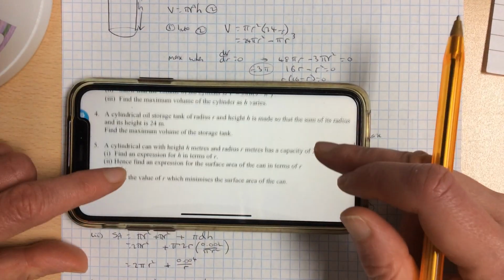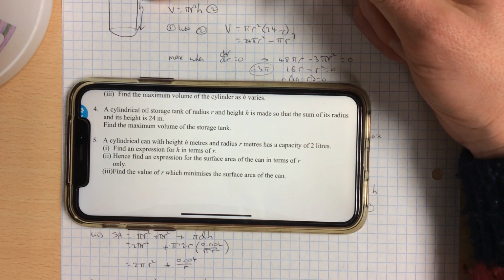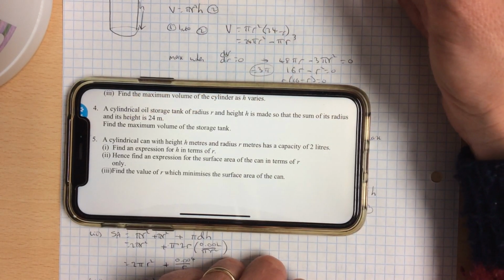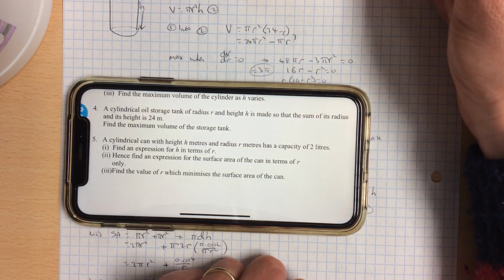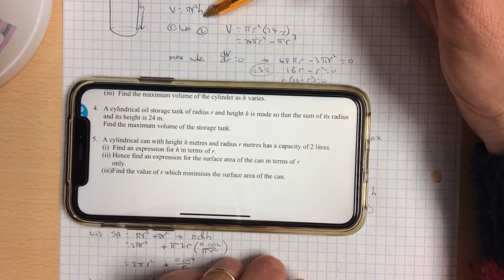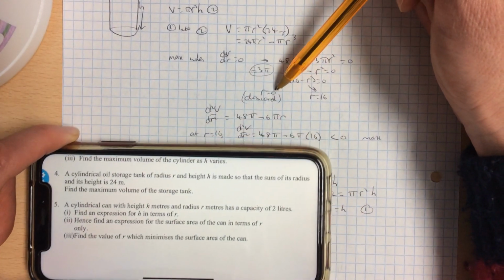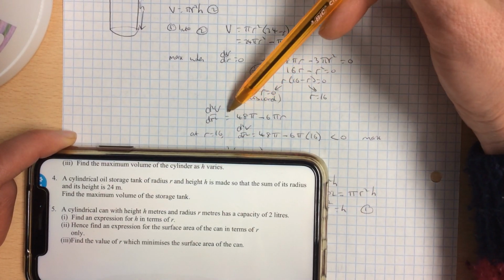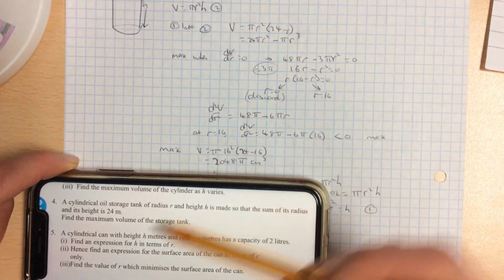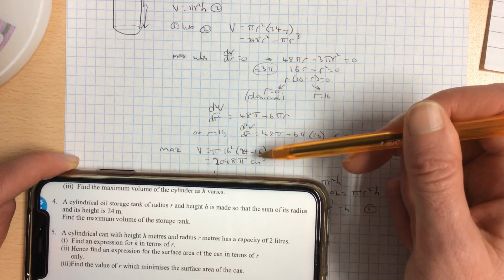Question 4, a cylindrical oil tank, so I would draw it out, so that the sum of its radius and its height, so radius plus the height is 24, so I can rearrange that to get h equals. Volume, put your h in there, times it all out, dV by dr, just as normal. Work out your r's, put them into the second derivative to see it's a maximum, and the question wants to find the max volume. So just make sure you put it back into the volume again at the end to give your max volume.